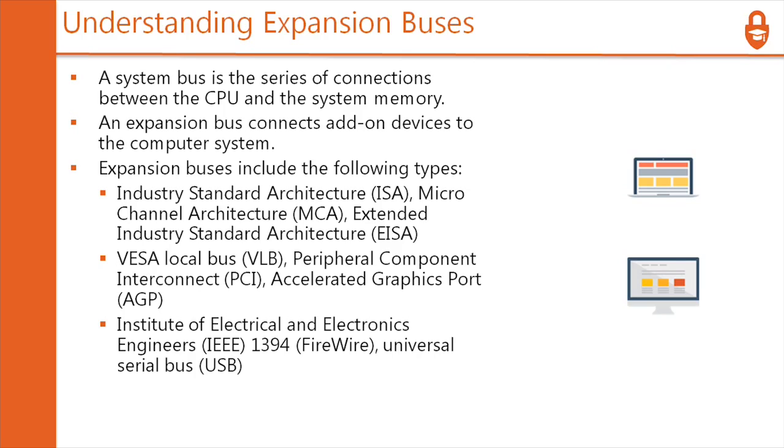We also have the VESA local bus. We have the Peripheral Component Interconnect, PCI, which is a current one today. And we have the Accelerated Graphics Port, AGP, which is also current today. And then the Institute of Electrical and Electronics Engineers, IEEE 1394 FireWire, and Universal Serial Bus, USB. Everything we know about comes today in USB formats, right? So it's still pretty popular today. There are several different versions of USB. We use USB 3.0 today.